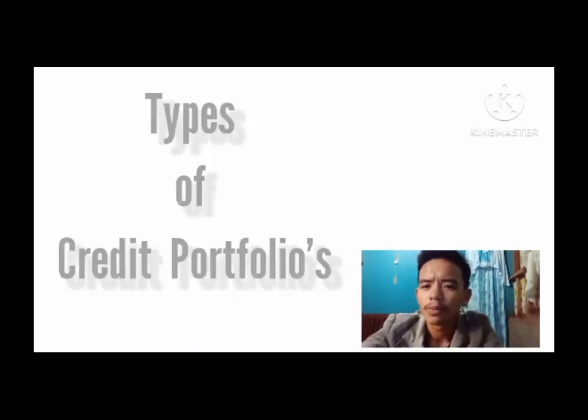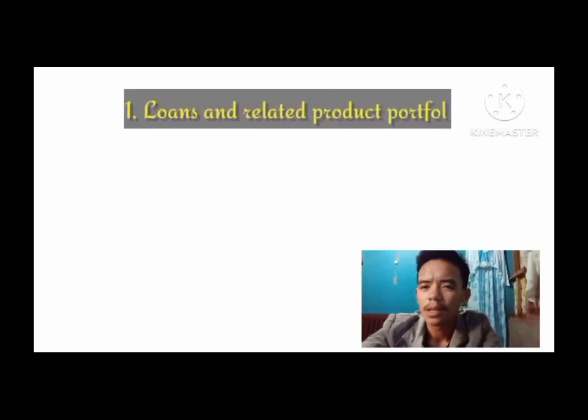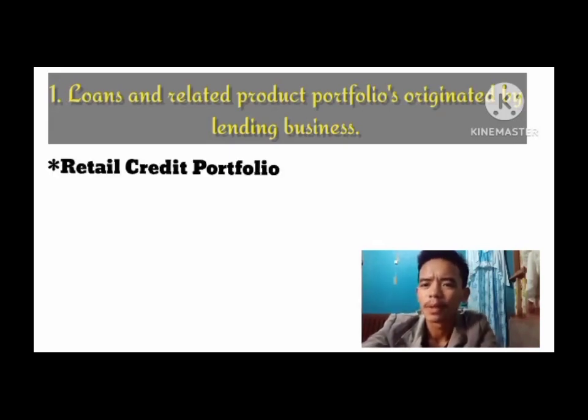Types of credit portfolios. Number 1: loans and related products portfolios originated by lending business. These are typically further differentiated along the two major types of credit. First is a retail credit portfolio. First of all, what is a retail credit portfolio?